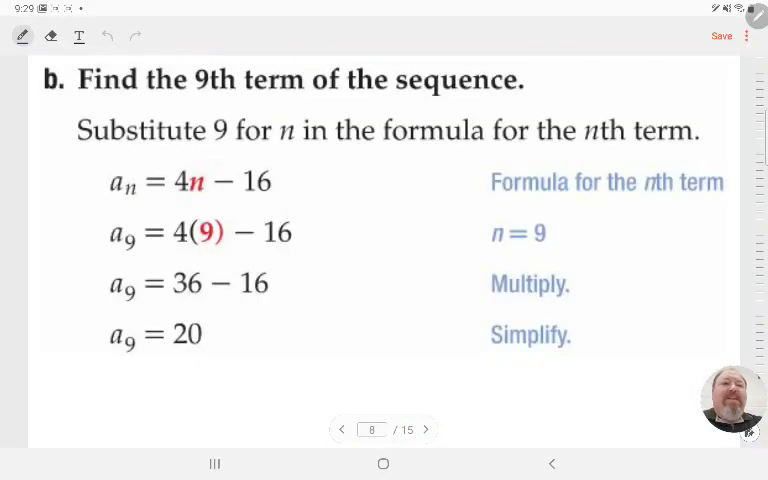So then it says find the 9th term. So I just have to take 9, plug it in for n, and solve. 4 times 9 is 36 minus 16. So the 9th term is 20, okay?